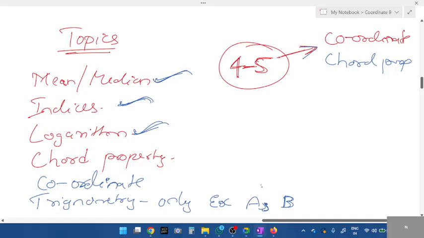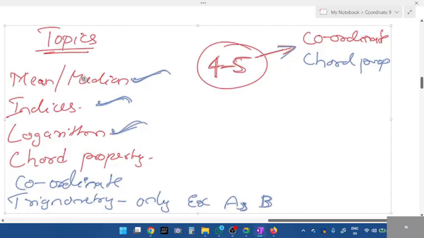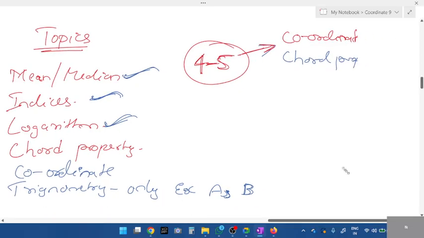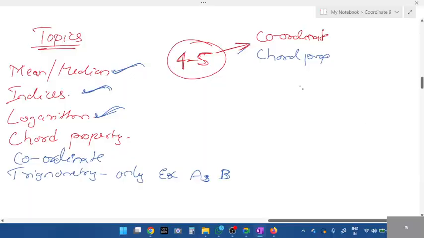Learn the tables, these four. So whoever was regular, no issues, because we are constantly solving questions: mean, median, indices, logarithm. Only thing, chord property, students. Go through chord property and coordinate geometry once. Okay, attend at 4 to 5. Those who miss the class, go through the recording. I'll be sending the test paper.